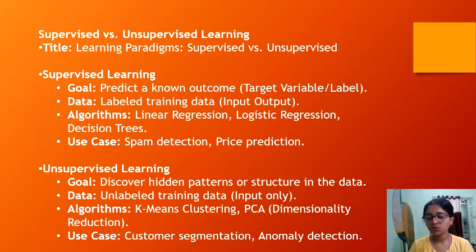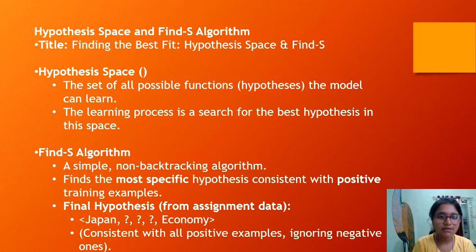Now let's move to the next question. That is hypothesis space and Find-S algorithm. Title: Finding the best fit. Hypothesis space and Find-S. Hypothesis space: the set of all possible functions, hypotheses the model can learn. The learning process is a search for the best hypothesis in this space.